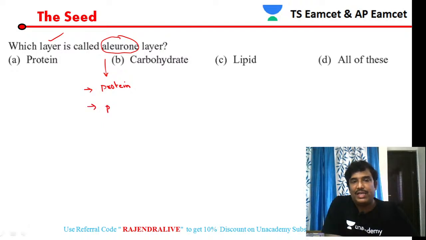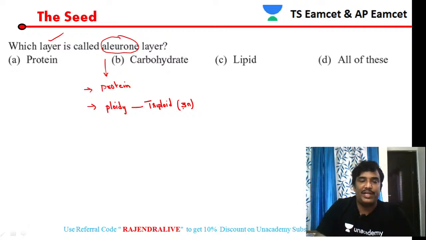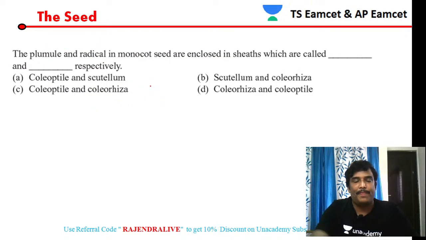Second thing, you see the ploidy. Just now we discussed ploidy. Aleurone layer is also triploid in nature. You have to remember this, students. Like endosperm, which is triploid, similarly the aleurone layer is also triploid in nature. So if the question asks which layer is called aleurone layer, it is made up of protein, and it is triploid in nature. Next question, students.